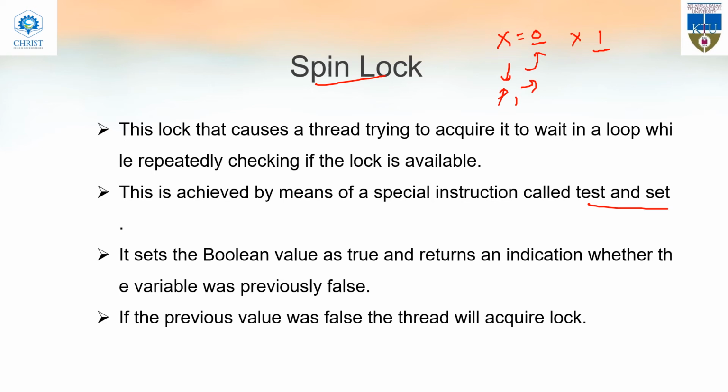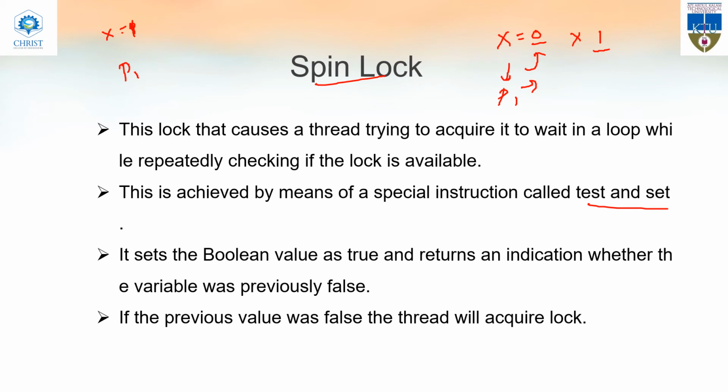Clear? Again, initially the value of x is 0. When P1 needs to use this resource, first it will come and set the value of x, changing it from 0 to 1. First it sets that. Only after that will it test.